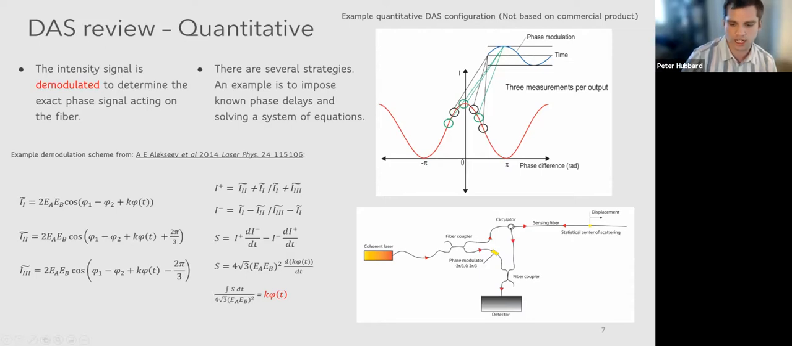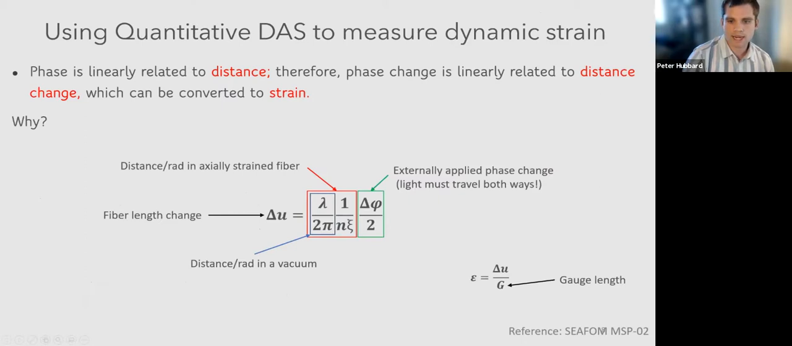What kind of change in the interferometer are we actually having? And why is that important? Because that is linearly related to fiber length change. So phase is linearly related to distance. Therefore, phase change is linearly related to distance change, which can be converted to strain.